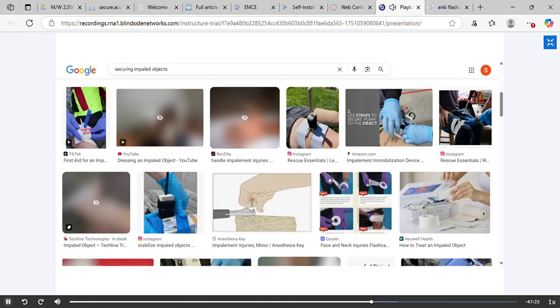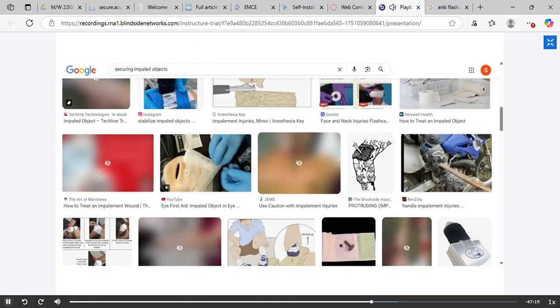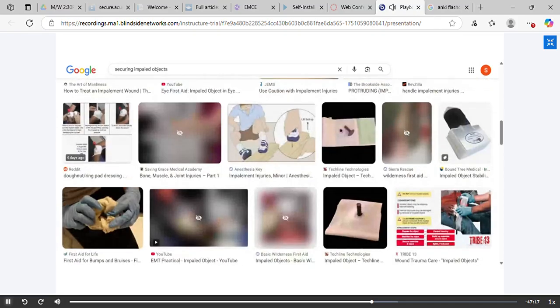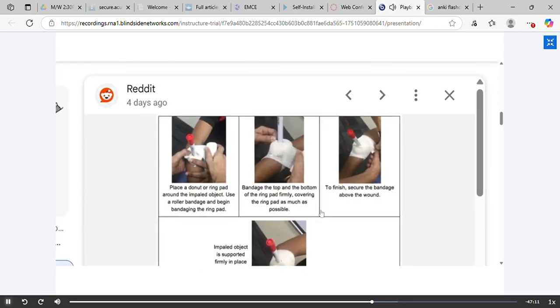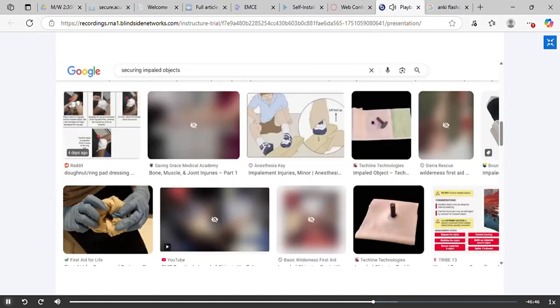Now, if you maybe have an impaled object in the neck, let me see if I can find. This is actually pretty good here. It kind of shows somebody made what's called a little donut, where they basically took a roll of Curlex and they just rolled it in upon itself over and over and over until it formed a donut. It's kind of time consuming. An easier way to do it is just take 2 bulky dressings, one on each side, and then wrap it. Okay, but you got to secure whatever it is in place.